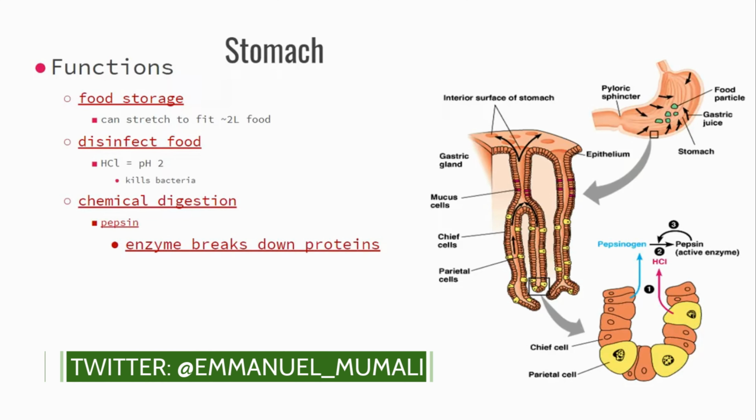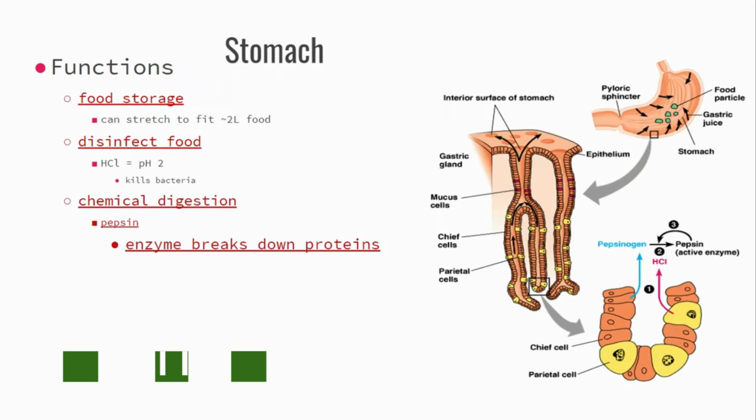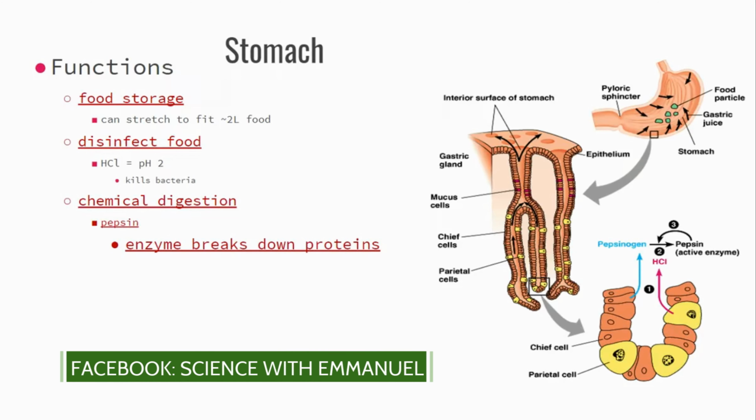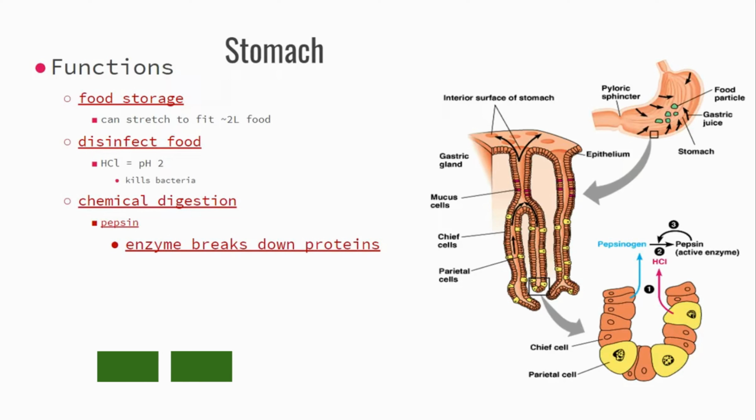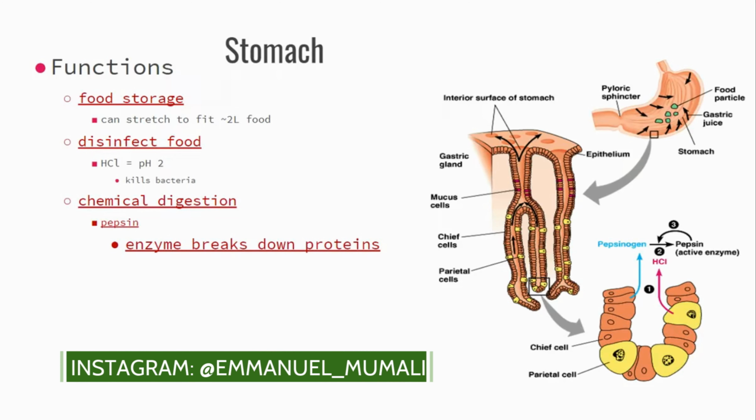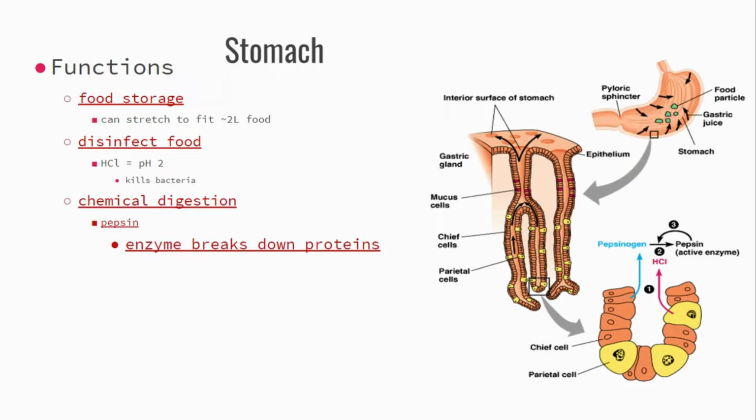The functions of the stomach: number one is food storage. It can stretch to fit 2 liters of food. Number two is to disinfect food, because it has hydrochloric acid with a pH of 2 that kills bacteria. And number three, chemical digestion using an enzyme known as pepsin that breaks down proteins. The inactive form of pepsin is pepsinogen, which is activated into pepsin by hydrochloric acid in the presence of food.